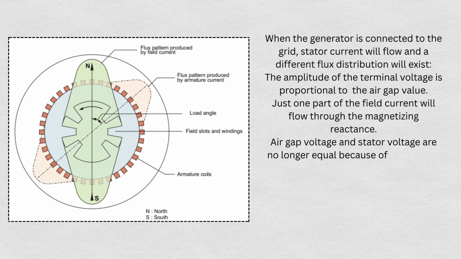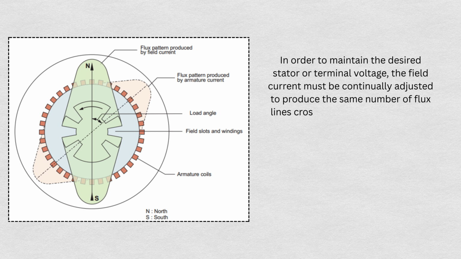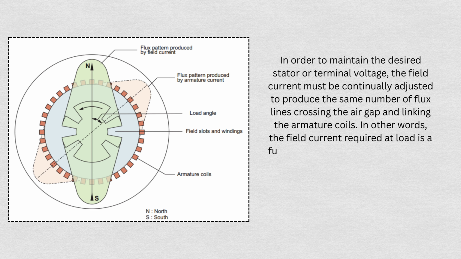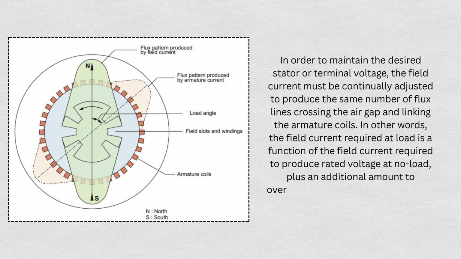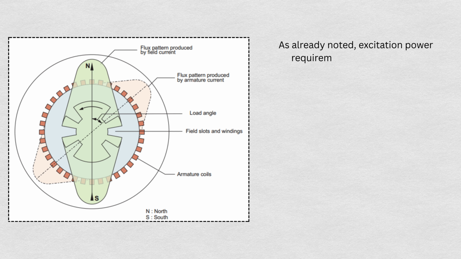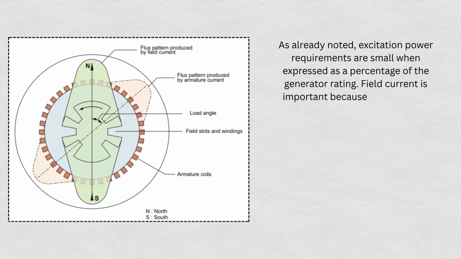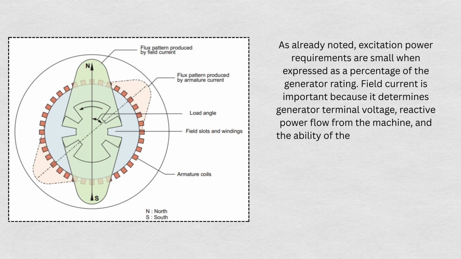In order to maintain the desired stator or terminal voltage, the field current must be continually adjusted to produce the same number of flux lines crossing the air gap and linking the armature coils. In other words, the field current required at load is a function of the field current required to produce rated voltage at no load, plus an additional amount to overcome or cancel out the effects of armature reaction. As already noted, excitation power requirements are small when expressed as a percentage of the generator rating. Field current is important because it determines generator terminal voltage, reactive power flow from the machine, and the ability of the machine to remain in synchronism with the system to which it is connected.